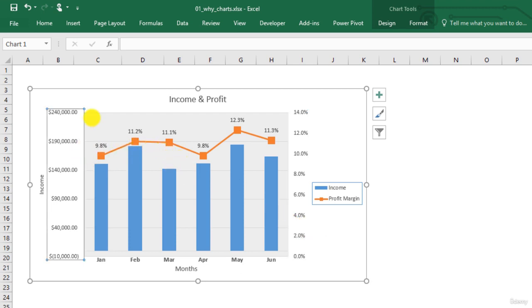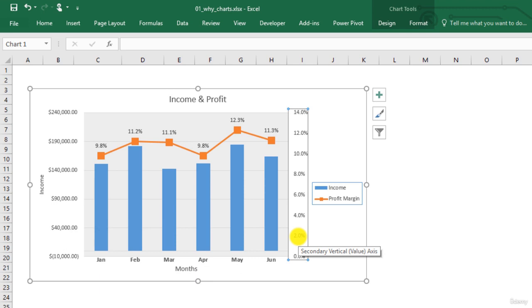Again, the one on the left is known as the primary vertical axis and its labels are known as primary vertical axis labels. So these values of $240,000, $190,000, these are the primary vertical axis labels. And this one on the right is known as the secondary vertical axis and its labels are known as secondary axis labels.